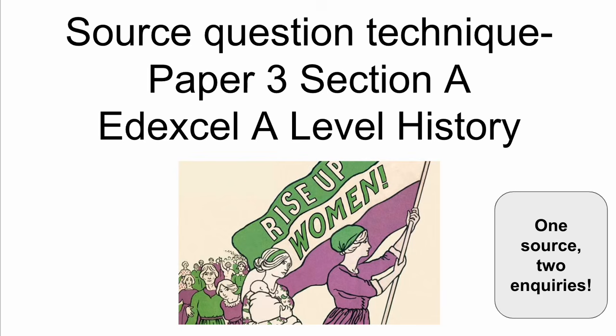Hello. So in this video, I'm going to talk through source question technique for paper 3, section A of Edexcel A-level history. So as it says here, this is the question with one source but two inquiries. Unlike paper 2, which has two sources and one inquiry, in paper 3 you've just got one source, but you're looking at one source in more detail.